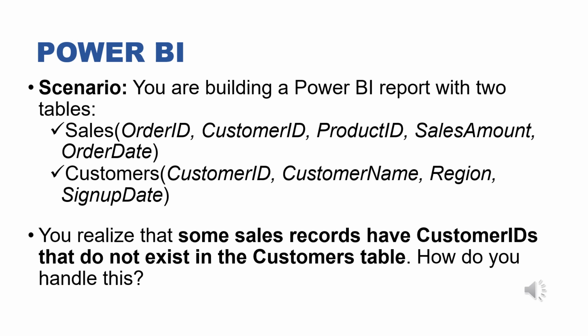Power BI question scenario is you are building a Power BI report with two tables. One table is sales and another table is customers. The sales table contains order ID, customer ID, product ID, sales amount, and order date. The customers table contains customer ID, customer name, region, and sign up date. So you realize that some sales records have customer IDs that do not exist in the customer table. So how do you handle this situation?